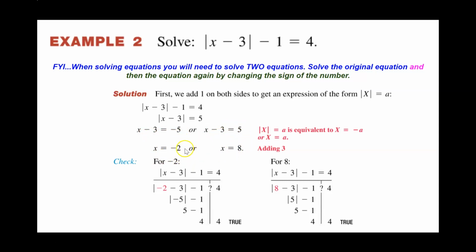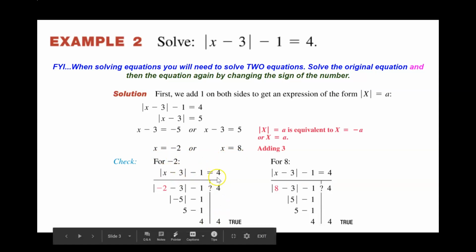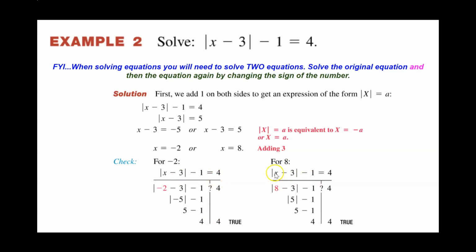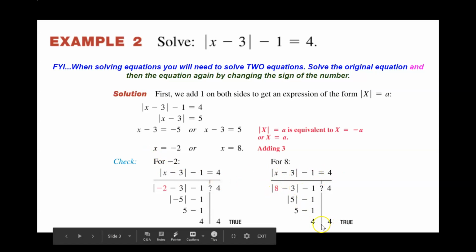Once again, we do our check to make sure both of them are true, negative 2 and 8. Put it inside for x. I put in the 8 for this one and I get 4 over here. Put negative 2 in for this one, 8 in for this one. We do the math, we get 4 for both sides. So both answers for this particular one are true. So that's for equal signs.